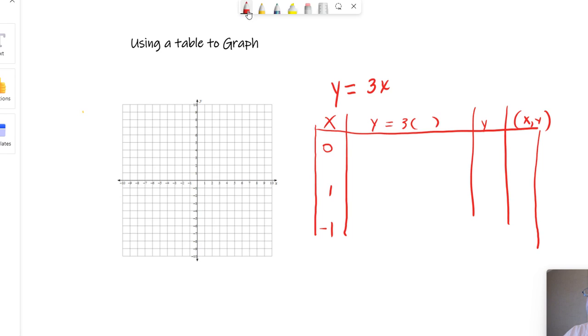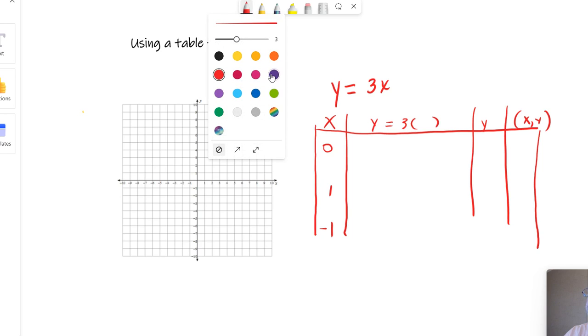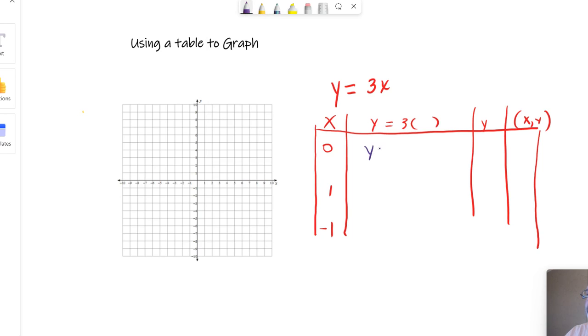Here, I'm just plugging in those values in the middle. So right here, I'm plugging in y equals 3 times the x I picked, which is 0. And then I'm going to solve that. So y is going to equal 0. That gives me a y of 0, which gives me an ordered pair of 0, 0, putting this x and y together. So that's my first point. And I'll come over here and plot that point, 0, 0.